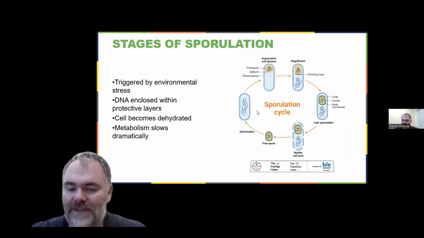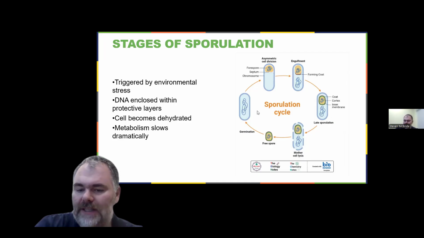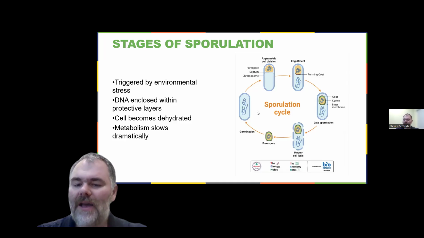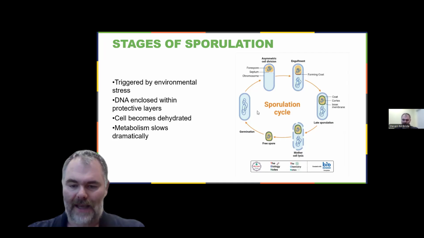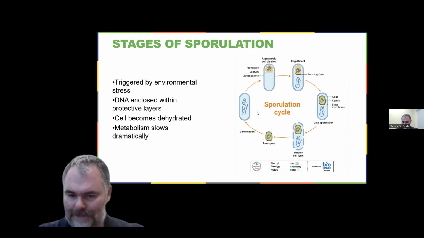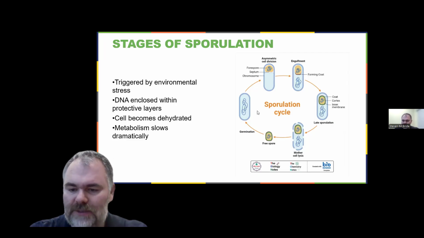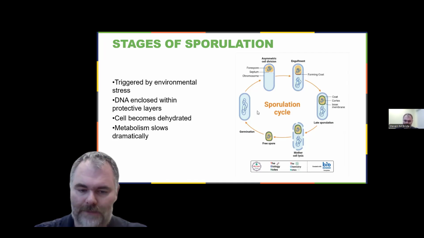Next, the mother cell engulfs the forespore, surrounding it with additional protective membranes and layers. As sporulation continues, thick protective coatings called the cortex and spore coats develop around the core. At the same time, the developing endospore becomes highly dehydrated. Water content decreases dramatically. Metabolism slows to extremely low levels, and the cell enters a dormant state. Eventually, the mother cell breaks apart, releasing the mature free endospore into the environment. If favorable conditions later return, the endospore can germinate and return to an active vegetative cell.